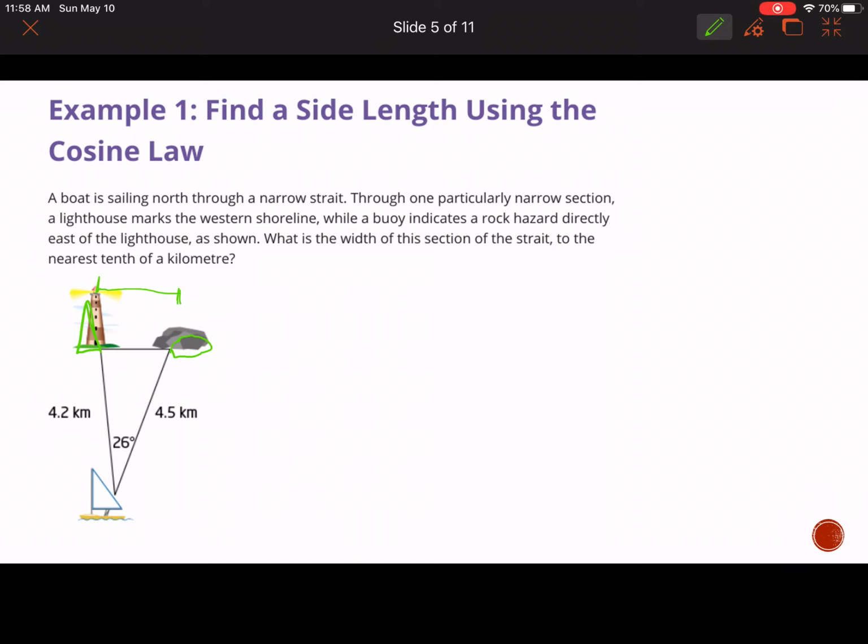So if we label them with A, B, and C, then we need to know which of the formulas we're going to use. So we want to find little a, and like I said, we take the other two squares, just like the Pythagorean theorem, adding them together. Then we minus 2 times the two sides that we haven't used, then cos of the capital angle of the one we're trying to find. So that is our formula. Then we're just filling in the blanks.